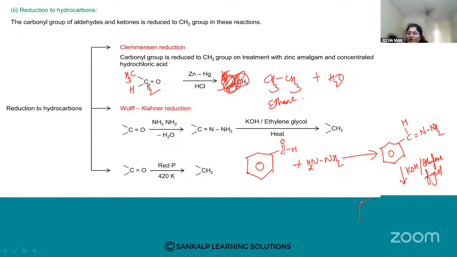What am I going to get? I am going to get toluene, CH3. You can also call it methyl benzene. Understood? So these are the name reactions, namely the Wolff-Kishner reduction and the Clemmensen reduction. Is it clear? Yes.